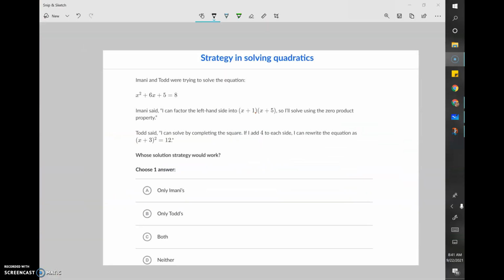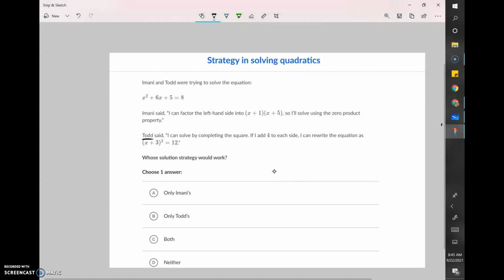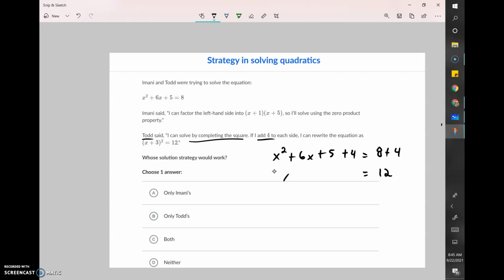All right, Amani and Todd, we're trying to solve the equation x squared plus 6x plus 5 equals 8. And Amani says, I can factor the left-hand side to x plus 1 times x plus 5. Let's see if she's right. All right, let's look at what Todd's saying. So Todd's saying, I can solve by completing the square if I add 4 to both sides. Let's see what he gets if we added 4 to both sides. We'd have x squared plus 6x plus 5 plus 4, and we add 4 to the right side. We would have, after we simplify, x squared plus 6x plus 9 equals 12. 4 and 5 would combine to 9.